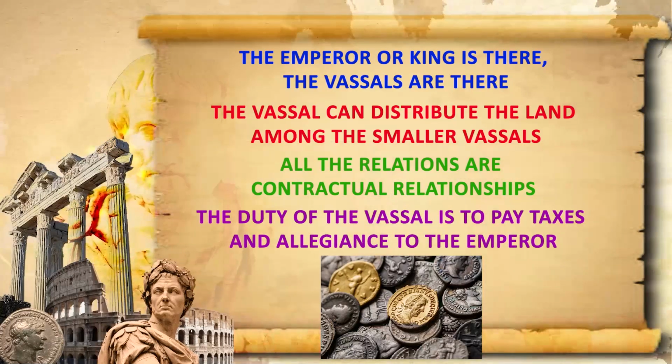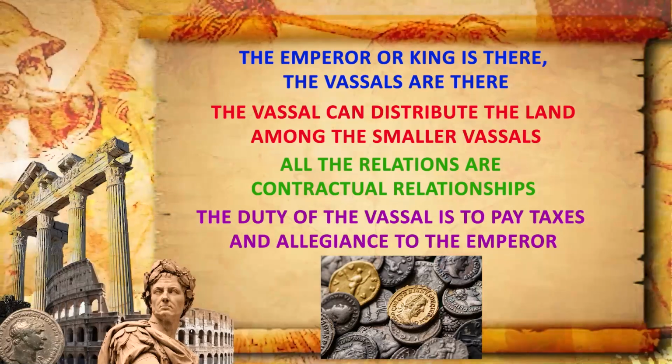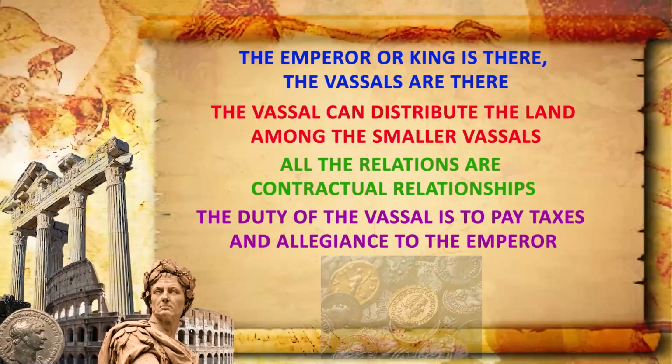The duty of the vassal is to pay tax and allegiance to the emperor, and the emperor enjoyed sovereign power. So this was the feudal system which was created after the fall of the Roman Empire, and absolutely it was influenced by the Teutonic lifestyle.